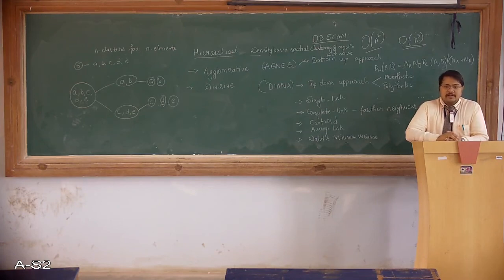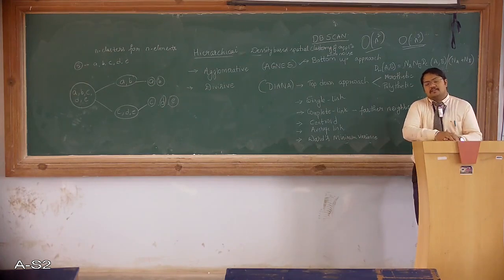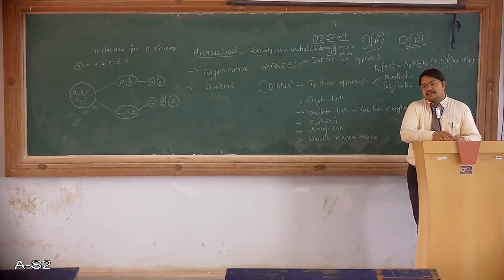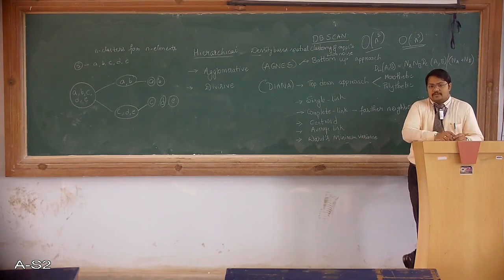Ward's minimum distance is given by dw(A,B) equals Na times Nb, where Na is the number of objects in cluster A and Nb is the number of objects in cluster B, multiplied by the centroid distance between the centroids of clusters A and B, dc(A,B), whole divided by the total number of objects, that is Na plus Nb.